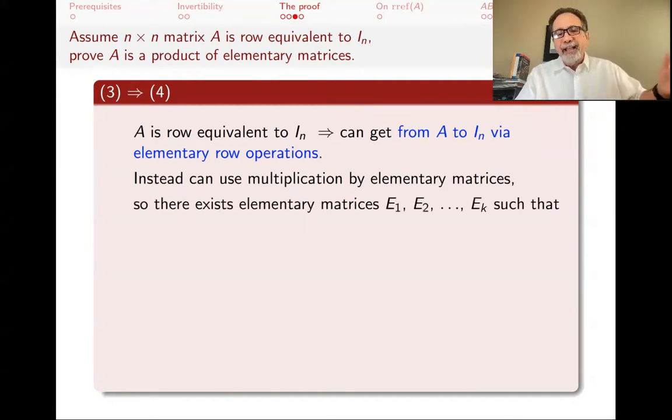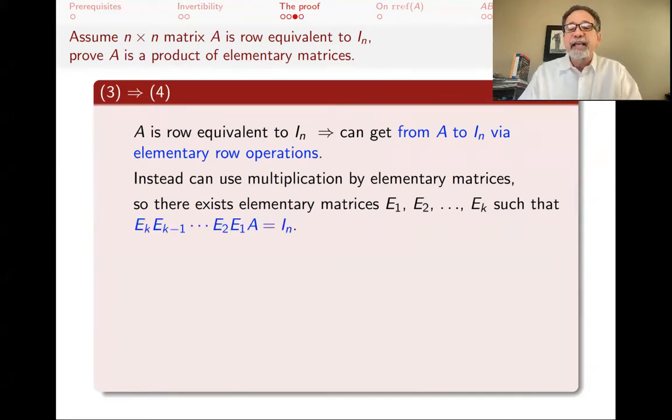So if I can do a bunch of... if A is row equivalent to identity, then that means that I have a whole bunch of elementary matrices E1 through EK that, if I multiply by A, one after the other, eventually I get identity. This is just the same as saying that it's row equivalent to identity.